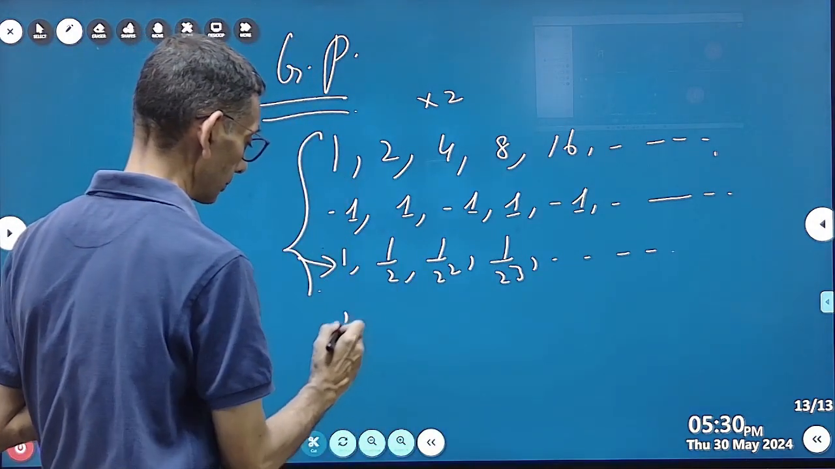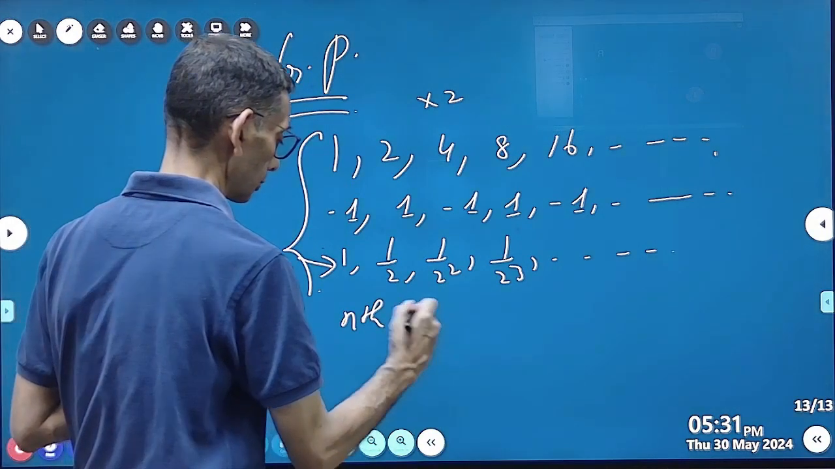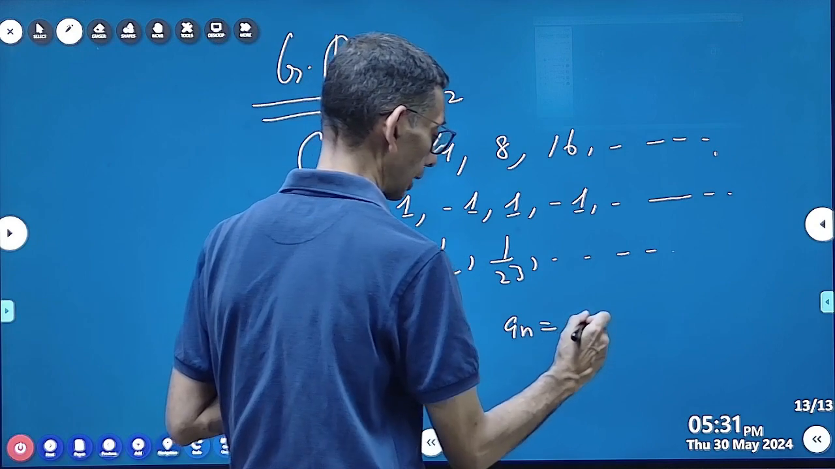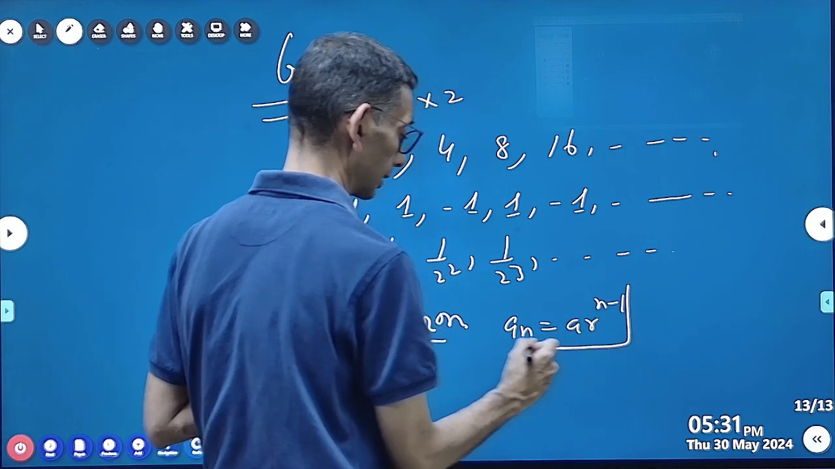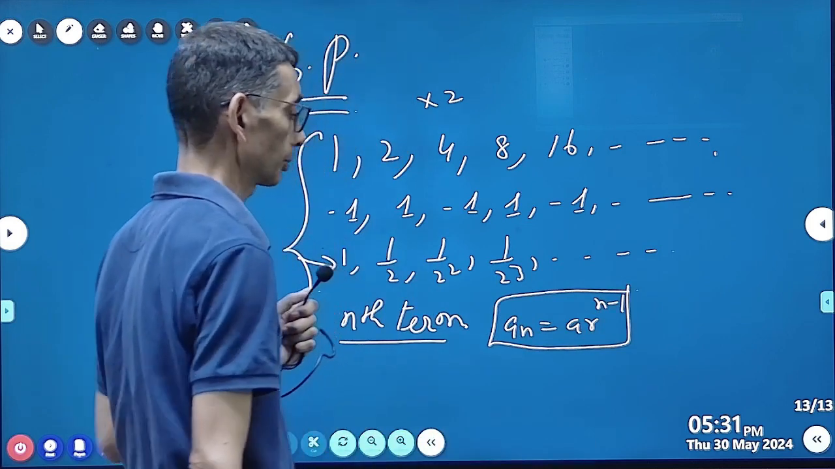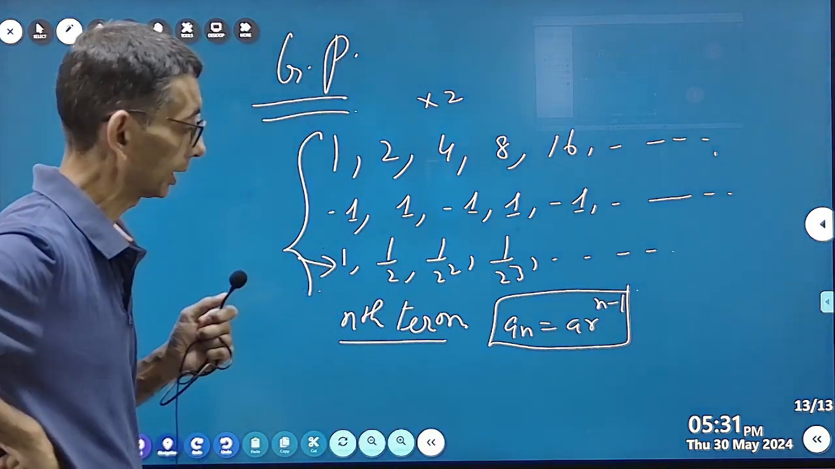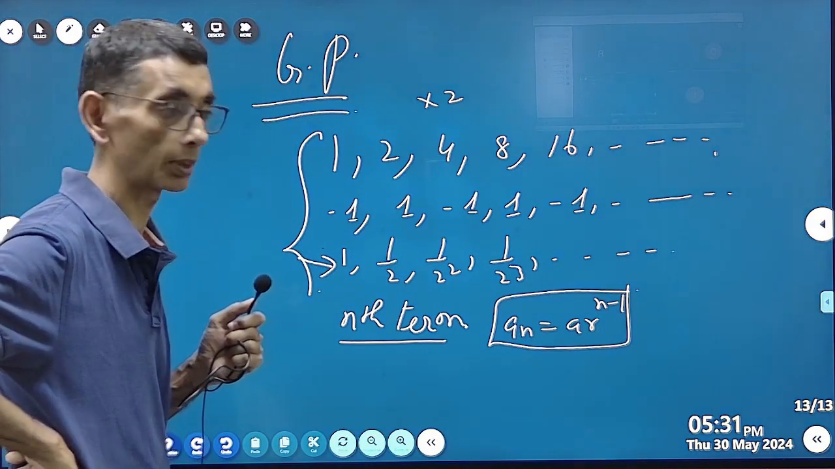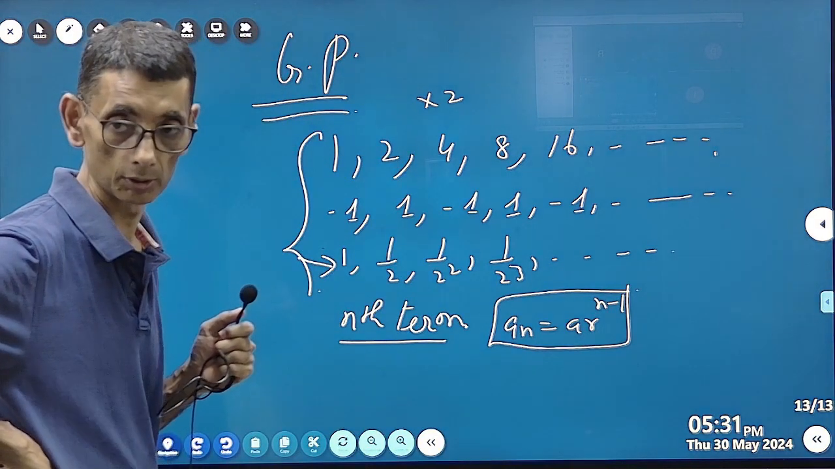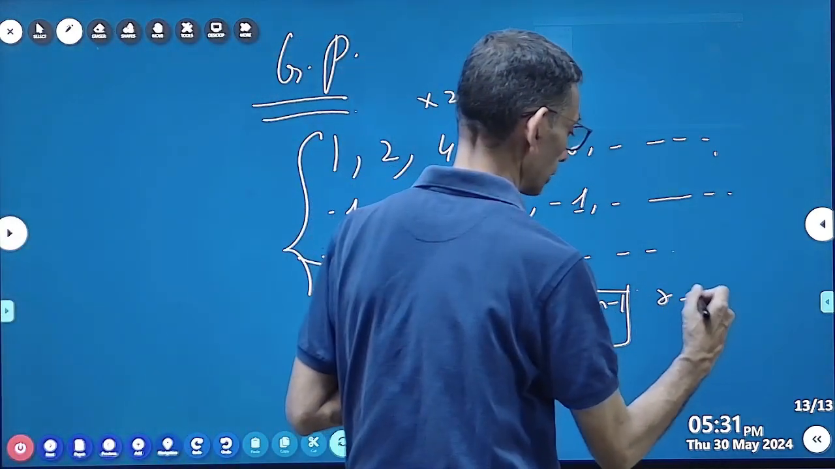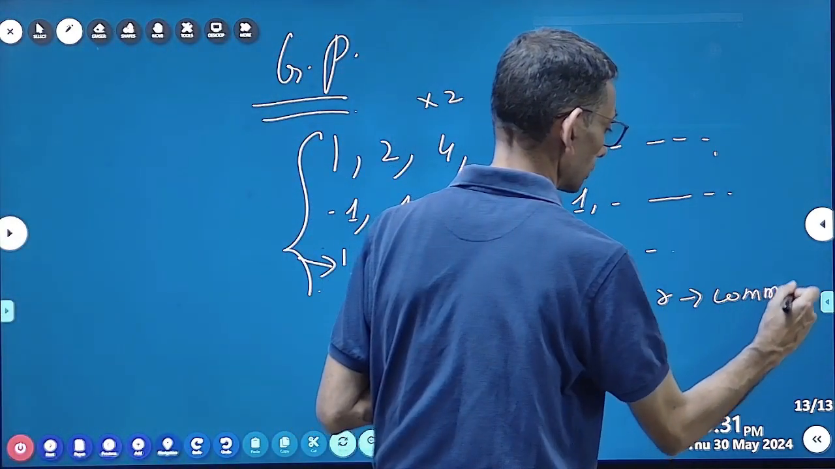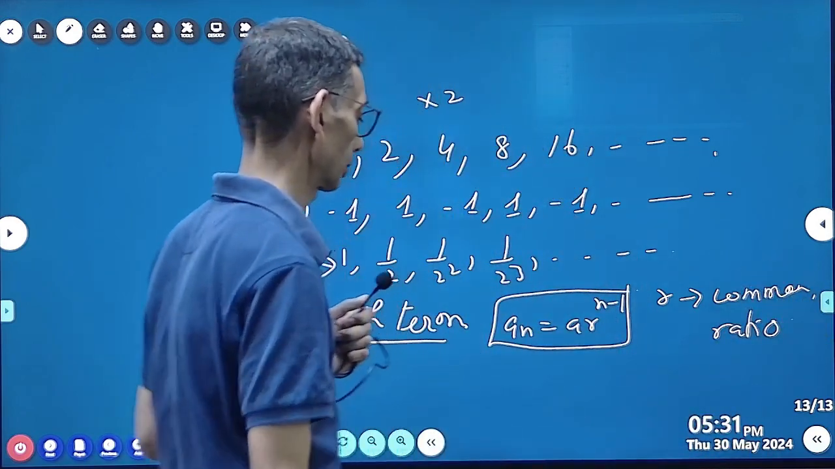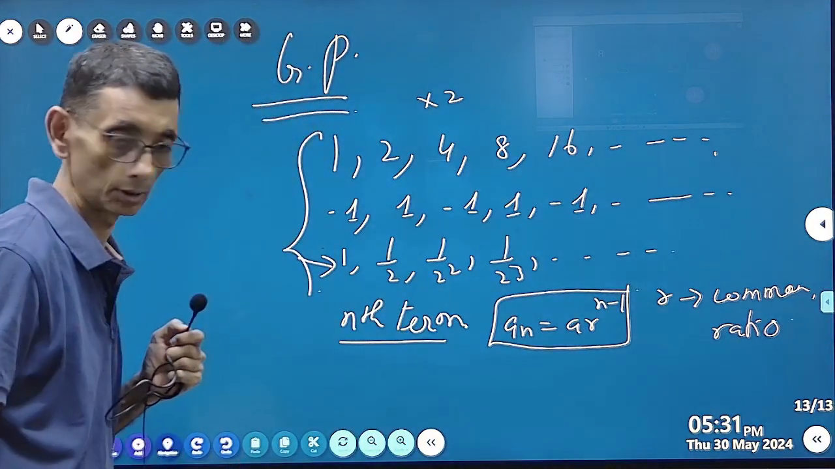So the nth term of a GP is A into R whole to the power n minus 1. This is the nth term, completely different from arithmetic progression. The formula is A into R to the power n minus 1, where A is the first term and R is the common ratio. R is the common ratio. Right? Okay.